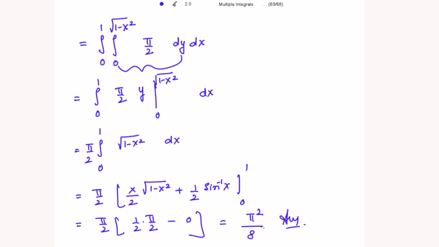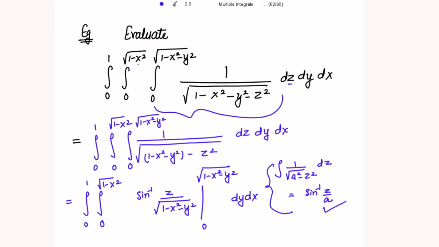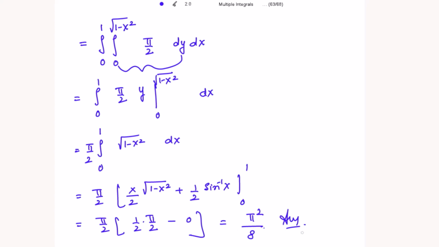So this is how we solve this triple integral. Just integrate first with respect to z, keeping x and y constant, putting the limits, then integrate with respect to y, keeping x constant, and then finally the limits of x are constants and you get the answer.